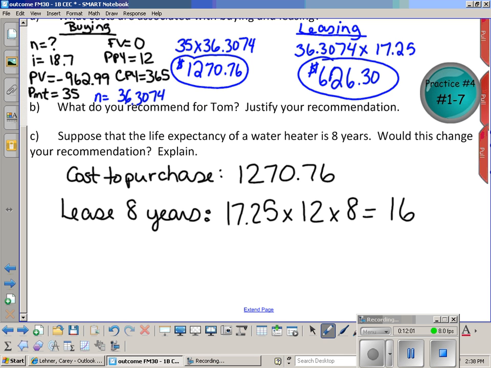It's going to cost him $1,656. So for 8 years, it's going to cost him about $300 to $400 more. Consider this again. In leasing, there's free service and repairs if something happens. Whereas if he bought, he's going to have to pay for anything to be repaired. If you are strictly looking at the cost, it would make more sense to buy it.